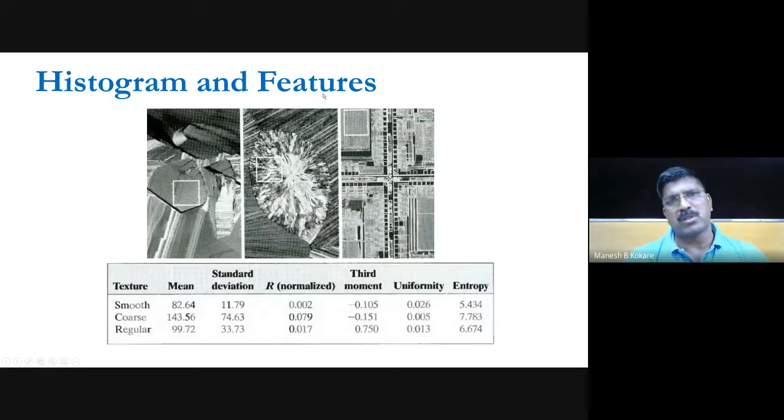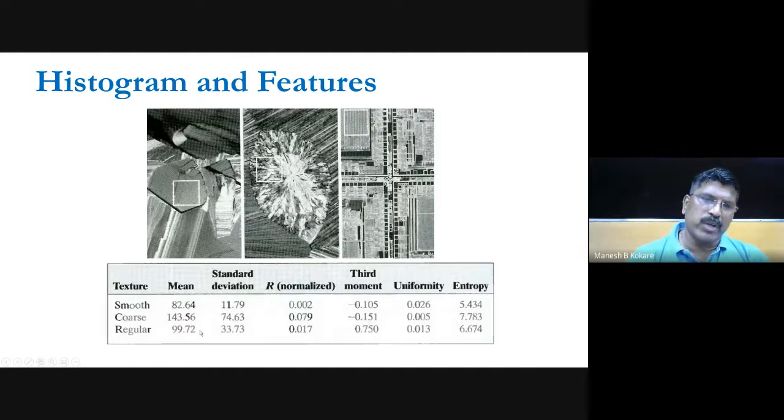So you can calculate the histogram features, for example many features for a smooth image. You can see from these images that for a smooth image, the mean feature is less. For a coarse image, the mean feature is large, right? For a regular image, it is in between smooth and coarse. Similarly, the standard deviation for a smooth image is very less. For a coarse image, the standard deviation is large, and for a regular image, it is in between.